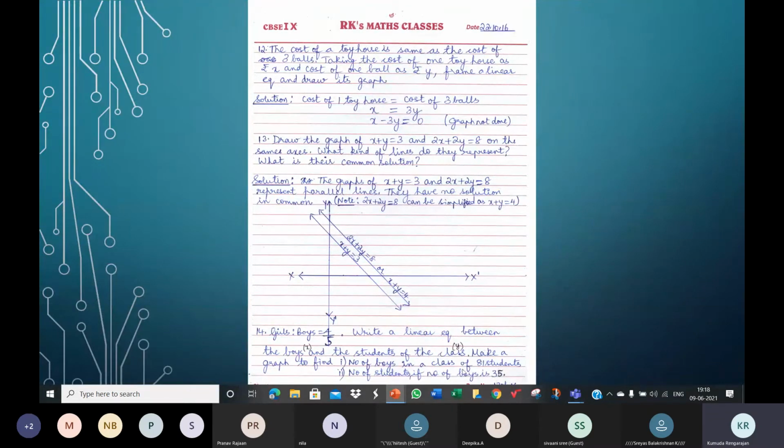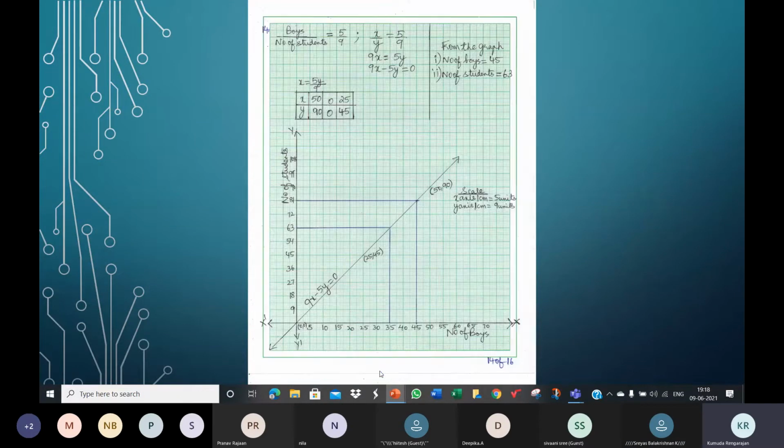Find the number of boys in a class of 81 students. That is, you should find whether boys represent x or y. Number of boys is x. And 81 students, total number of students is y. So when y is 81, find the value of x algebraically using this equation.